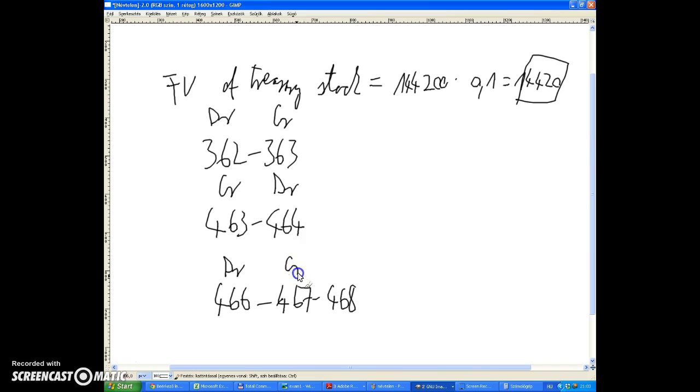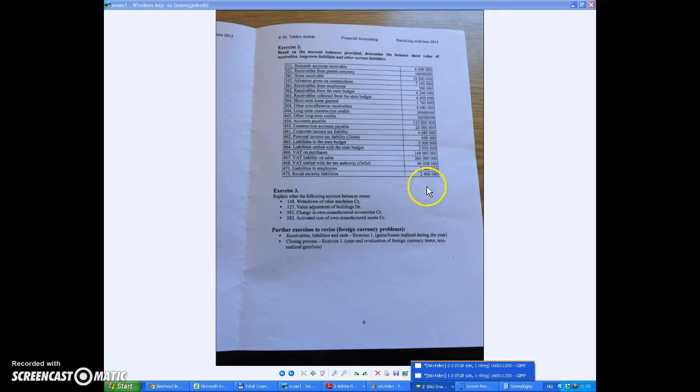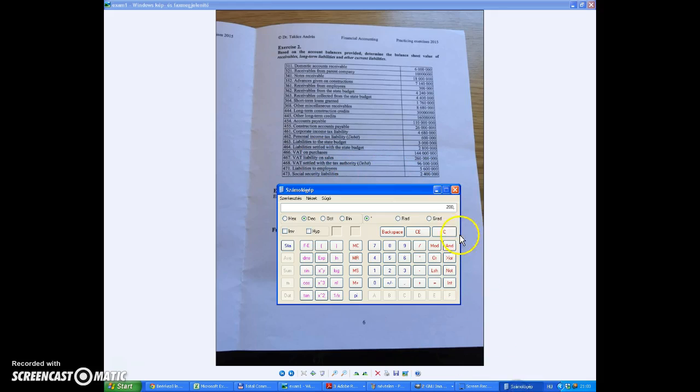The 467 always has a credit balance, and for the 464, the question has to say what kind of balance it has. So it's a debit balance in this case, but it can be both. It depends on the question, and we have to calculate the balance of this VAT account. If it has a debit balance, then it is considered a receivable, and if it has a credit balance, it is considered a liability, a current liability.